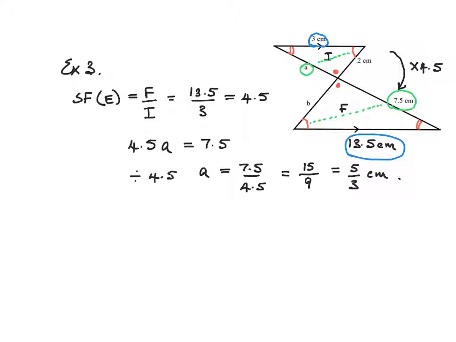Now I want to do something similar for side B. Side B is opposite the angle marked with a double arc, and the angle marked with a double arc on the smaller triangle is the 2 centimetres. So remember 4.5 times the smaller triangle, which is to say 4.5 times 2 gives us B, and B then has the value 9 centimetres.